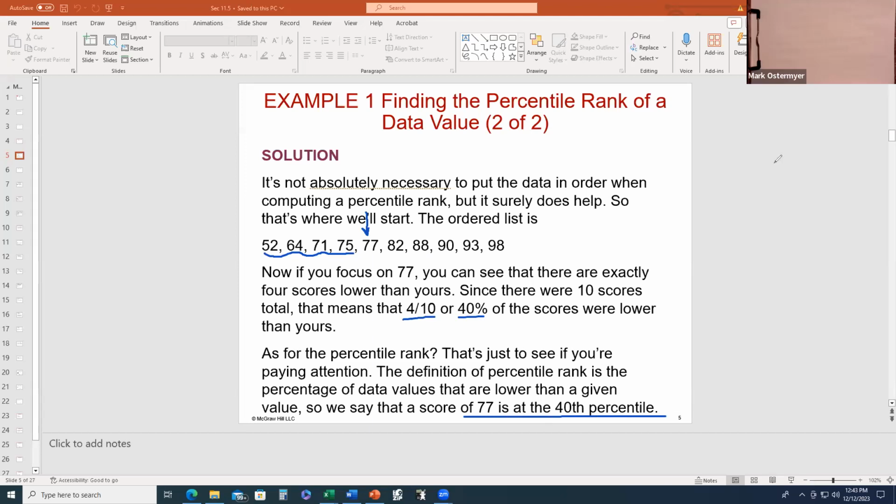It must be the 40th percentile. Does that make sense, or what we just did? Yes. Okay, so we understand why 77 is the 40th percentile, because 40% of the grades are lower than our grade and 60% of the grades are higher than our grade. Okay, so does that make sense so far, what a percentile is here? All right.